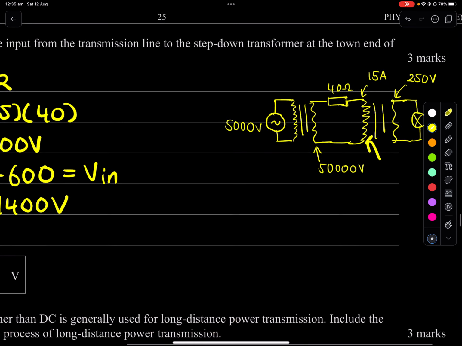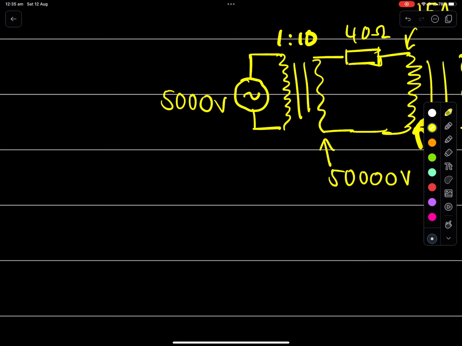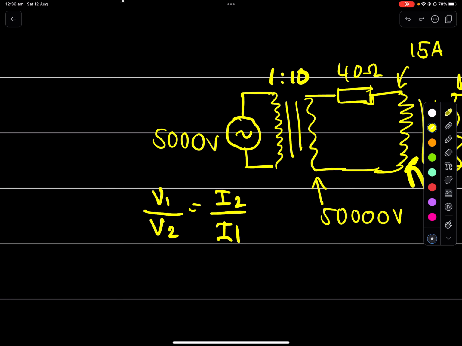It's being stepped up. So if you don't know that, okay, this is a step-up transformer. So this is, let's say, 1 to 10. So it steps up the voltage. What do we know? Well, this is the formula. Look at the ratio. V1 to V2 is equal to I2 to I1. So what's happening? If you want to increase your output voltage, is that the formula? Yeah.